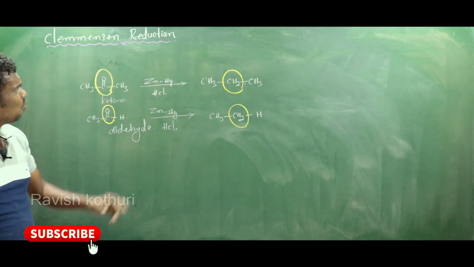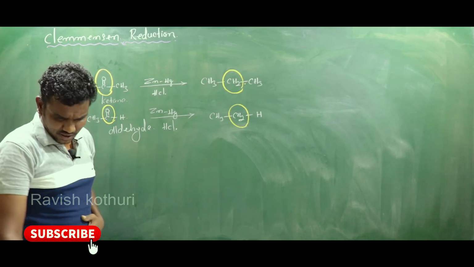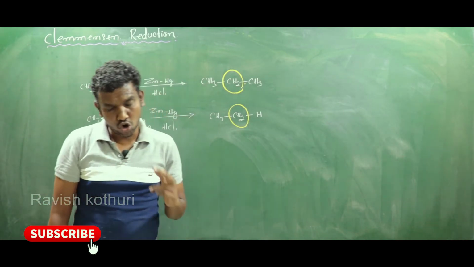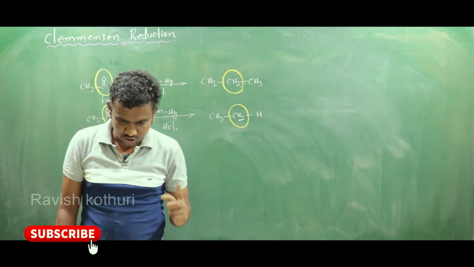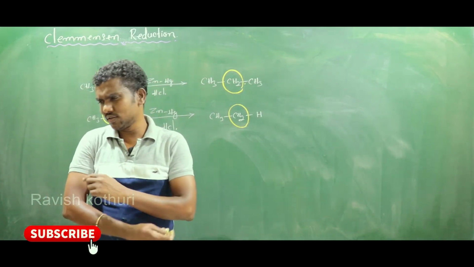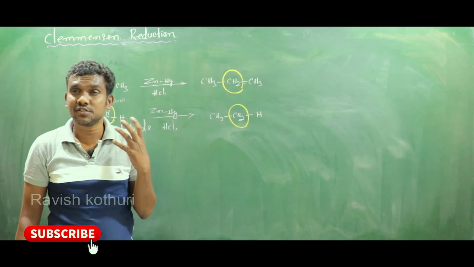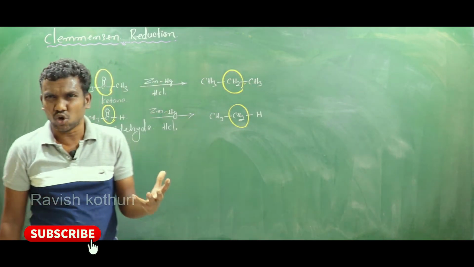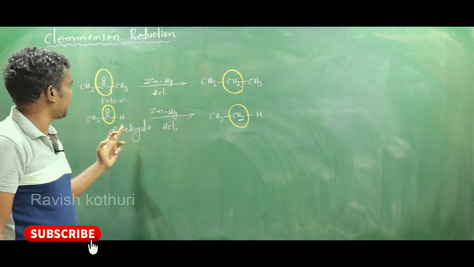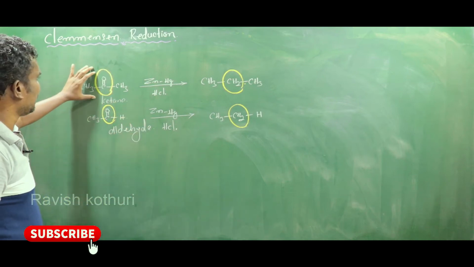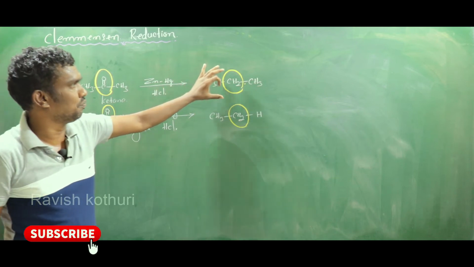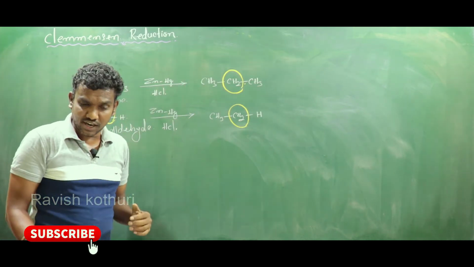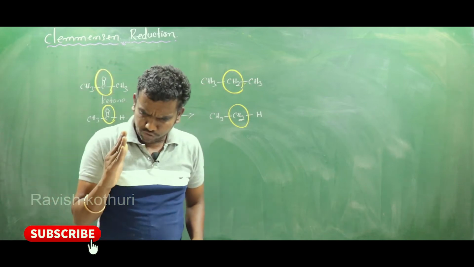See, what does reduction mean? Reduction means removal of oxygen or addition of hydrogen, or else decreasing the oxidation state. So this is not important here. What is important is that the C double bond O converts to a methylene group. That is very, very important. So the reaction and the reaction mechanism are very, very important, my dears.